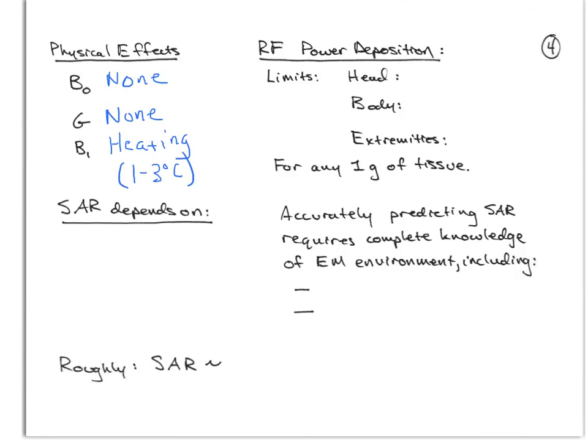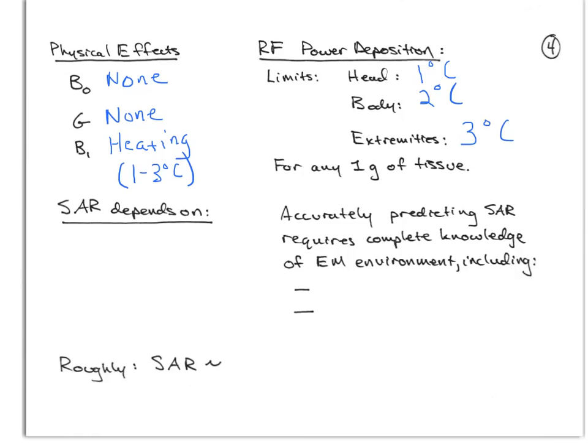Okay? So you can imagine that there might be different limits on the amount of RF power that you can deposit in different parts of the body, because different parts of the body might be deemed more important than others, or more sensitive to temperature rises than others. So in the head, you can deposit the least energy, and you can really only create a 1 degree C temperature rise in any 1 gram of tissue. In the body, it's a bit higher. You can create 2 degrees C, and in the extremities, you can really go nuts, and you can go up to 3 degrees C for any 1 gram of tissue.